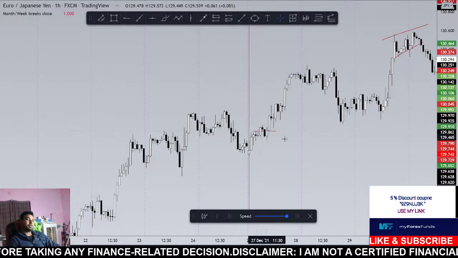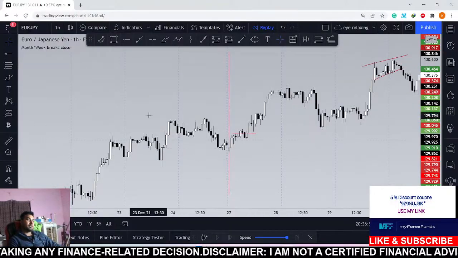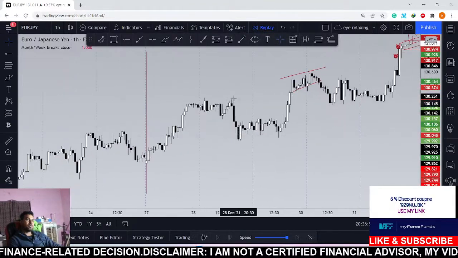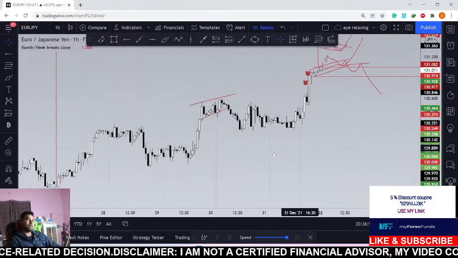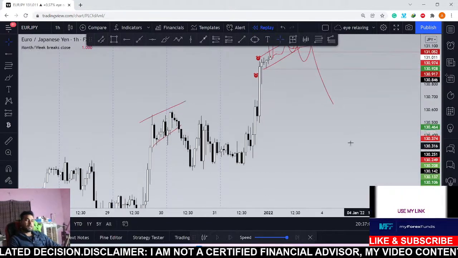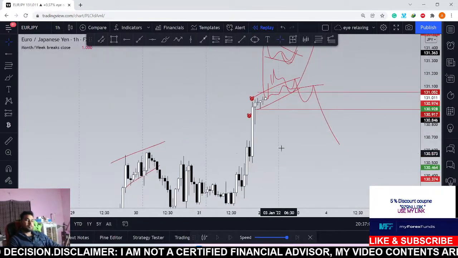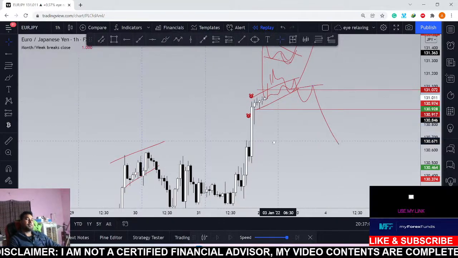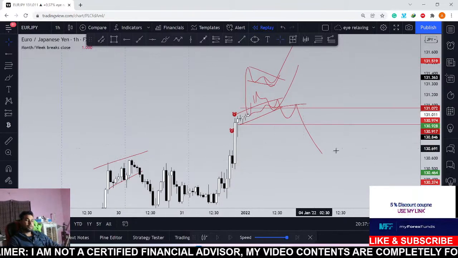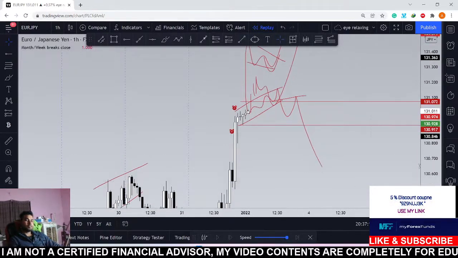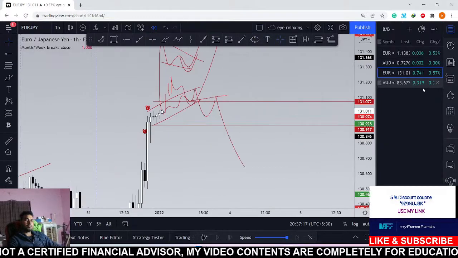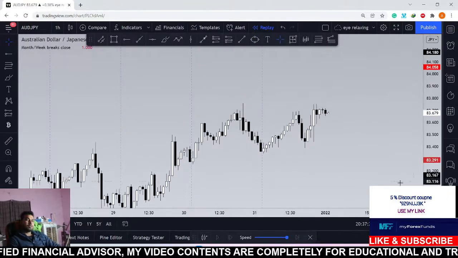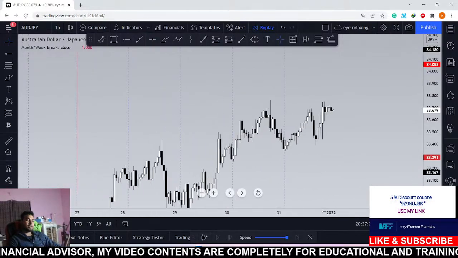I took this similar sort of entry in Euro USD in the previous week, but as I decided not to take any entry this week, I did not take this entry also. Now I have placed my alert some pips away from this candle. Let's see the AJ.